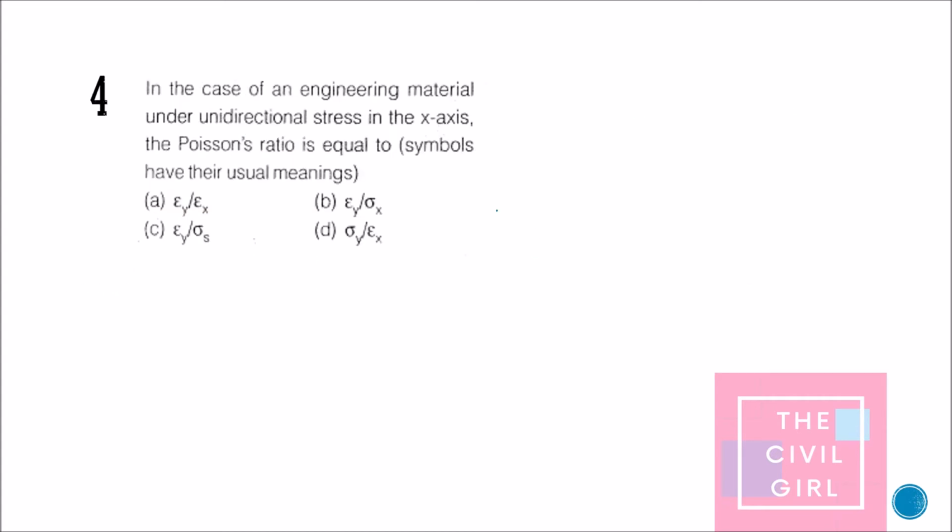Now to the next question. In case of engineering material under unidirectional stress in x-axis, the Poisson's ratio is what? So what is Poisson's ratio? It is lateral strain divided by longitudinal strain. So both the things are strain by strain. When we look at the formula options, they have stress, stress, stress. So this only has strain. So this is my answer.